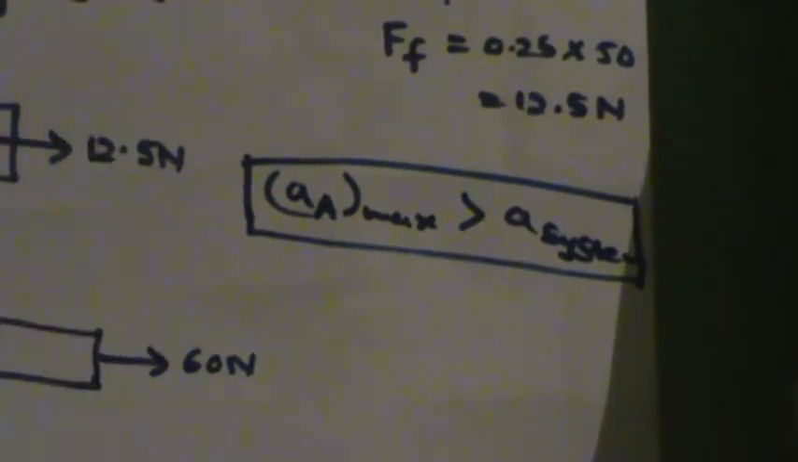A maximum should be greater than A system. So we have to find A maximum, we have to find A system, and determine if these two objects are going as a system. Alright. So let's find out A maximum. To find A maximum, you can put F equals ma to A. The force will be the frictional force, that is 12.5. Mass is 5, acceleration is a. So we found that a is equal to 2.5 meters per second squared in this direction.